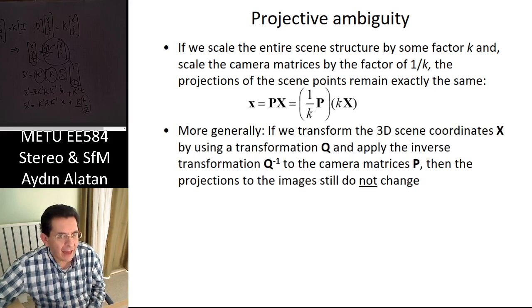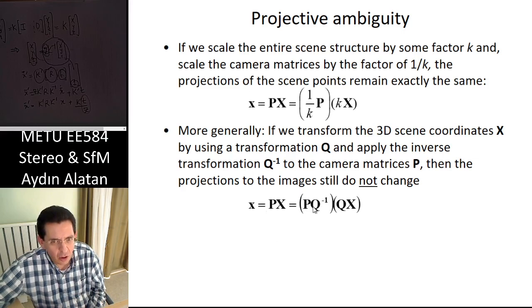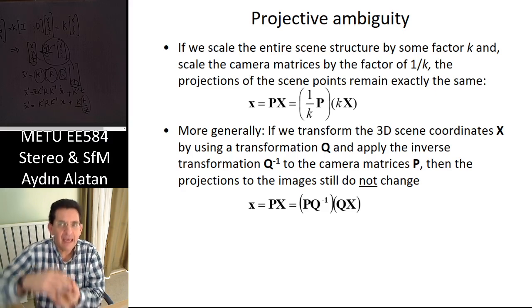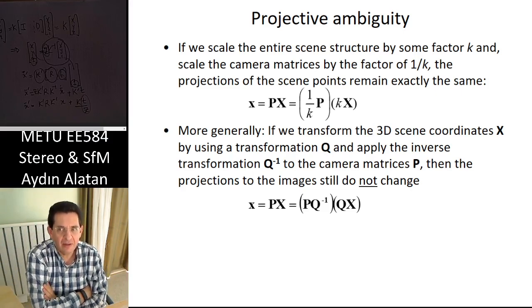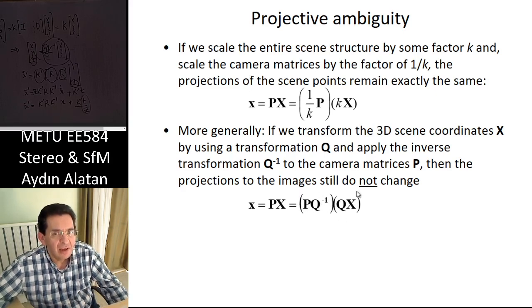And you can make it more general. How about this? Put a Q inverse and Q here, between P and X. Obviously, this is a 4x4 transformation, a projectivity, taking an x vector with its homogeneous coordinate and converting it to another homogeneous coordinate. And Q inverse Q is identity, therefore it doesn't change anything. But if you apply Q to X, and Q inverse multiplied from the right to the P, this is another projection matrix, and this is another 3D coordinate in the homogeneous world.